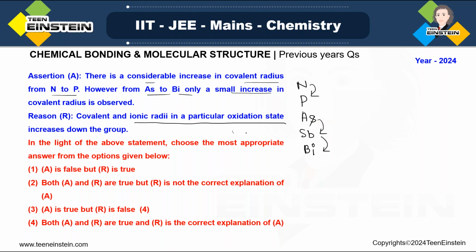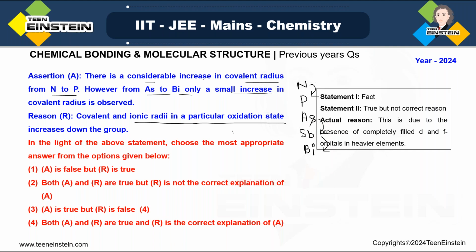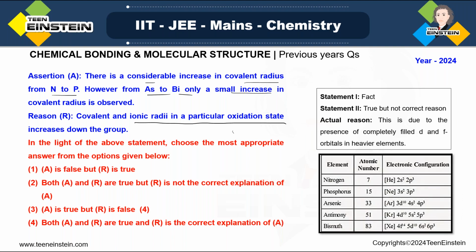Now individually, if you see, reason R is basically correct. That we know. In any group, when you move down, there is increase in size, provided the oxidation state is fixed. And it has to be, because when you are moving down, an extra valence shell is added. So this is actually true, but is it the explanation for the previous observation? And also, is the previous observation mentioned here correct? Yes, it is correct. Basically, it is a fact. Statement 1 is an observed fact. If you simply consider its size, you will see the size is basically increasing.